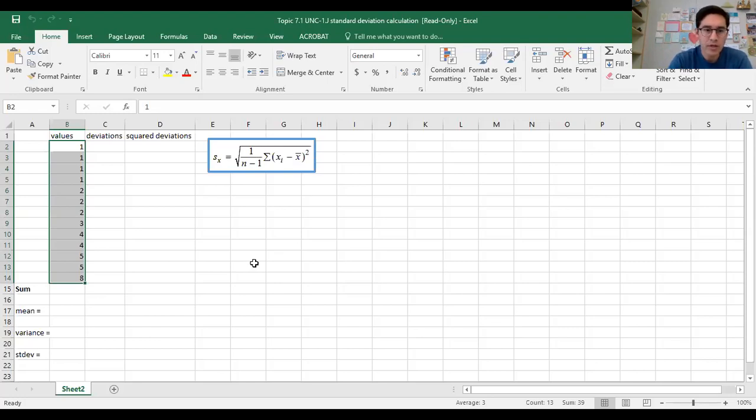Okay, so let's go through this example. So the first thing I need to do is find what the mean is because I'm going to be subtracting it. Okay. So what we'll do is we'll find the sum of all of our values here.